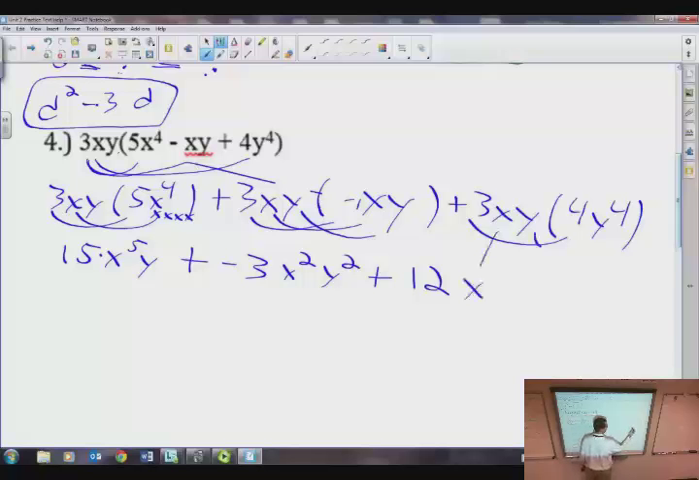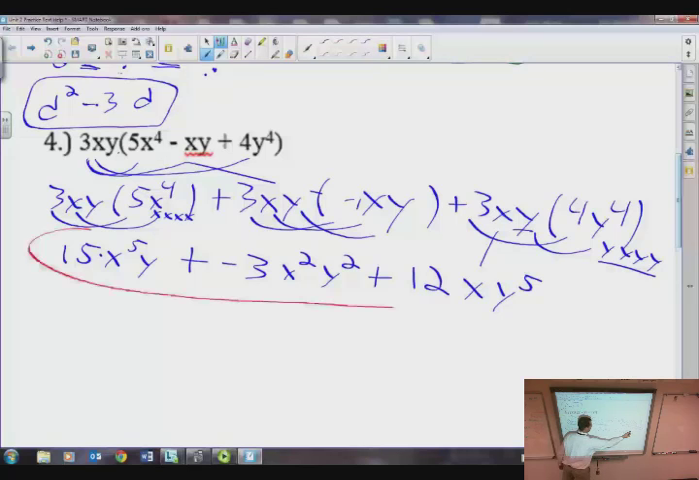And then y, and how many y's are there? 1, 2, 3, 4. So there's 1 y there, and then 4 of them there. That makes a total of y to the 5th. So we're going to circle that big long honking answer there. We got that. Big answer.